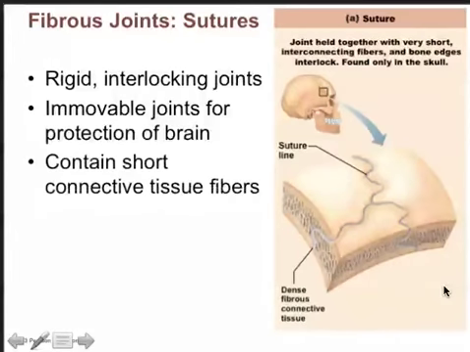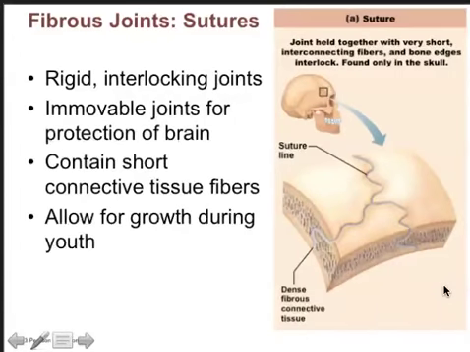They contain short connective tissue fibers, and they allow for growth during youth because in the newborn, the sutures haven't yet fully formed. There is essentially a lot of cartilage between the flat bones of the skull at birth, and this is to allow the cranial cavity to deform as it comes through the birth canal so that the baby can actually crown and exit the birth canal without significant damage to the brain.